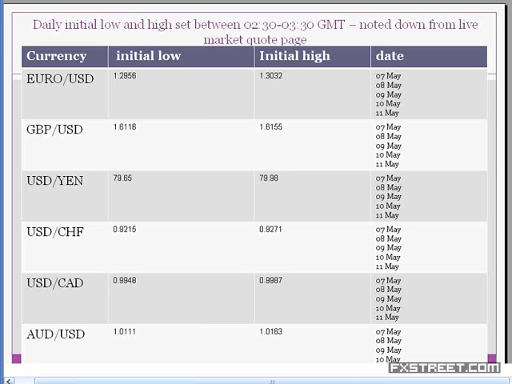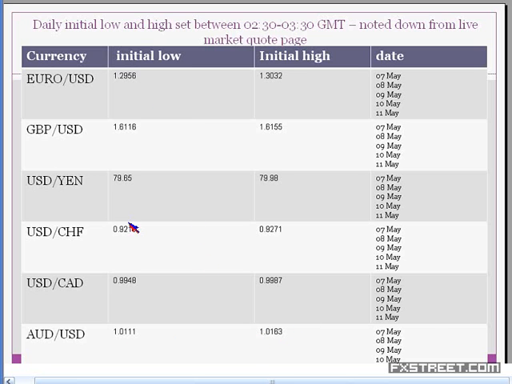GBP formed the low 1.6116 and 1.6155 is the high. Then USDJPY 79.65 is the low and 79.98 is the high. You find the spread is narrowed here, and also in the case of GBP, only in the case of Euro the spread is more. Then in the case of CHF, 92.15 is the low and 92.71 is the high. Then Canadian dollar, 99.48 is the low, 99.87 is the high. The spread is narrow. And in the case of Australian dollar, it is somewhat moderate. 1.0111 is the low and 1.0163 is the high, around 50 pips.